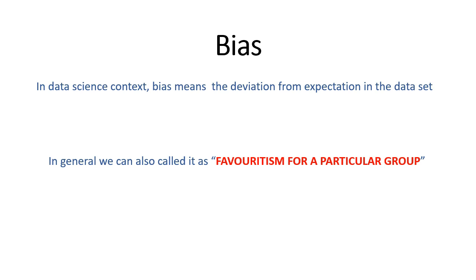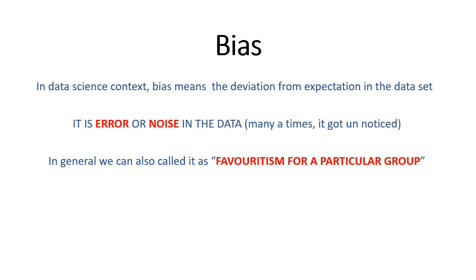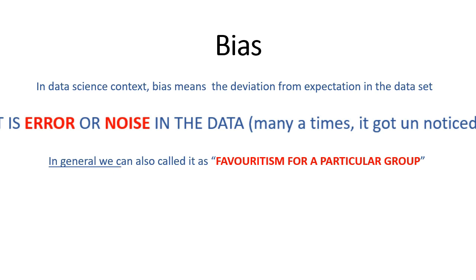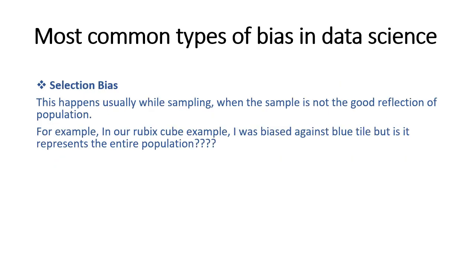Bias. In data science context, bias means the deviation from expectation in the data set. Basically, it is an error or noise in the data. In general, we can also call it favoritism for a particular group. Most common types of bias in data science: selection bias.